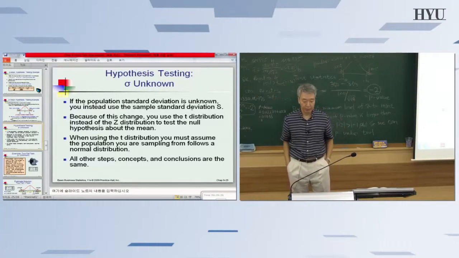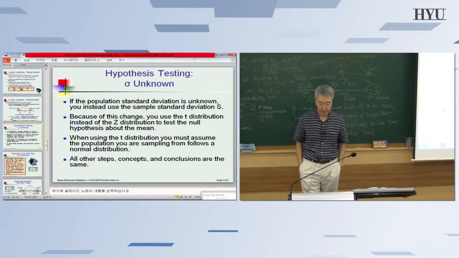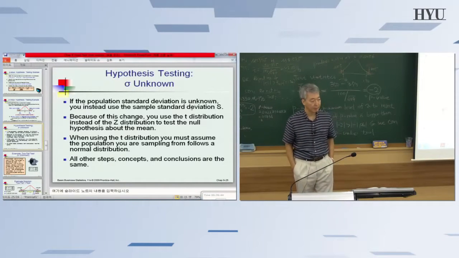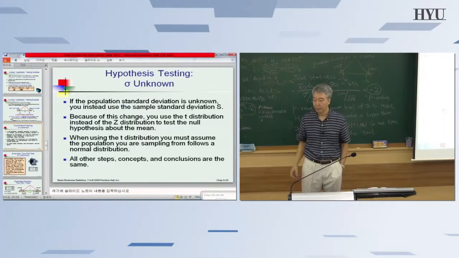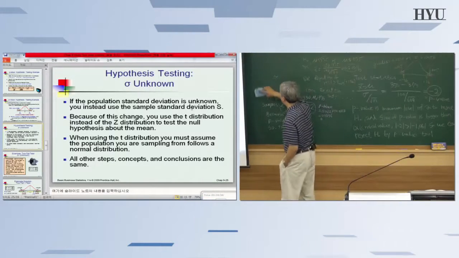So what if sigma is unknown? If sigma is unknown, in other words, if the population standard deviation is unknown, then what do you have to do? Well, you have to take a sample and calculate the sample standard deviation. We use S for that.